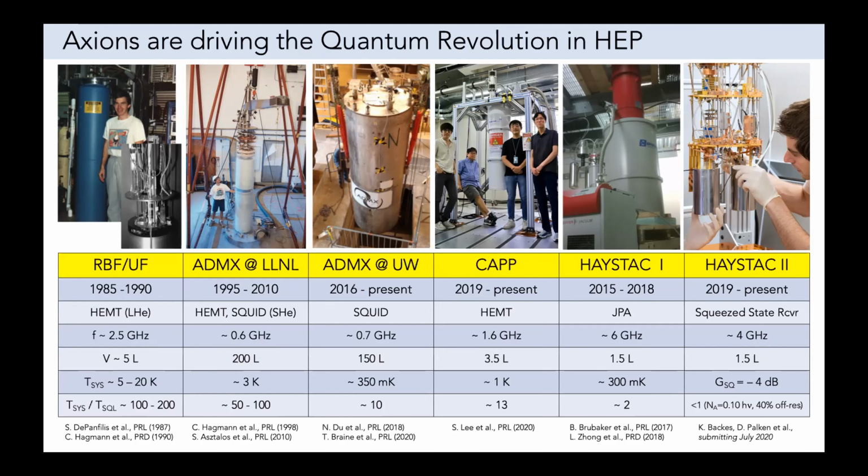And just recently, we have finished a first data run, which is being submitted for publication, where for the first time ever in a dark matter experiment, we've used a squeezed state receiver, which I'll describe, to break through the standard quantum limit and actually take data at a fraction of the standard quantum limit, which allowed us to greatly accelerate the scan rate of the experiment.